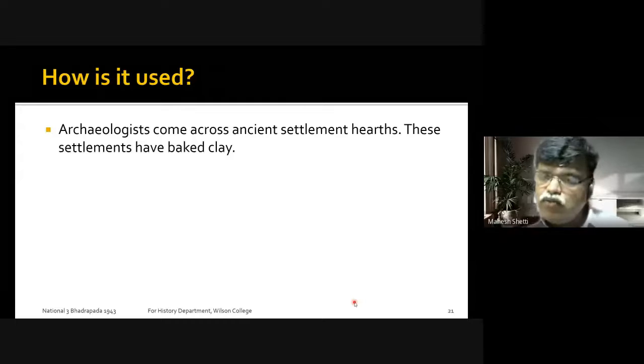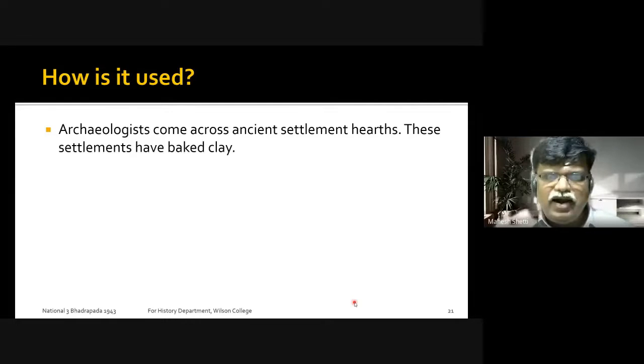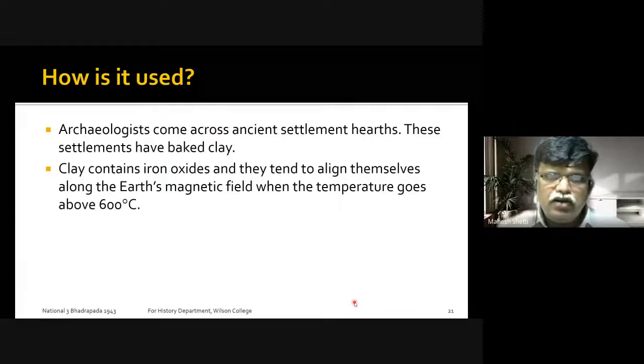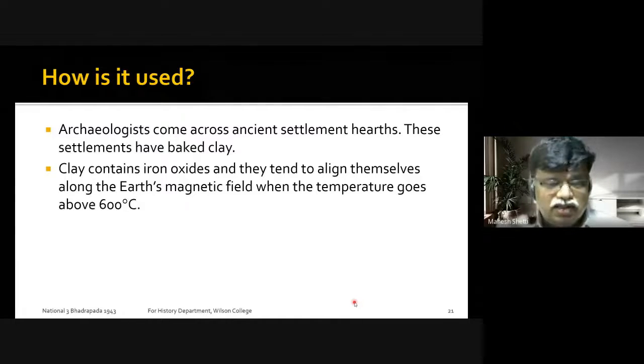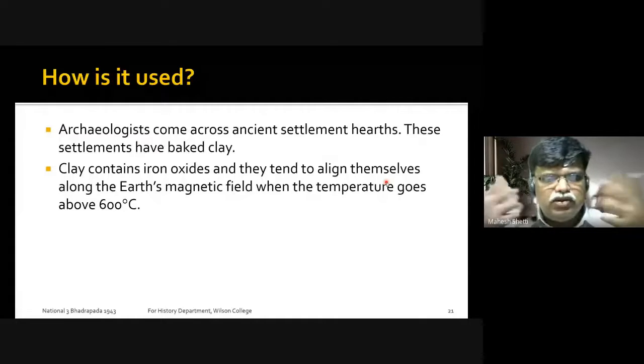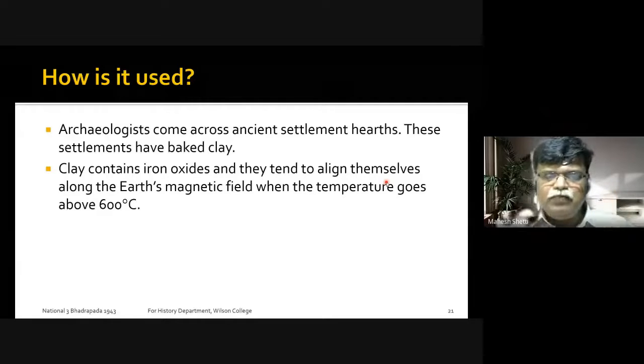Now, these hearths were made of clay, baked clay. What is clay? Clay is typically the soil you find close to riverbanks. This clay contains a lot of iron oxides, and these iron oxides tend to align themselves along the Earth's magnetic field, especially when the temperature goes above 600 degrees Celsius. When the temperature goes above 600 degrees Celsius, they become free. They will align themselves with the Earth's magnetic field, and when the temperature comes down, they will remain fixed there.